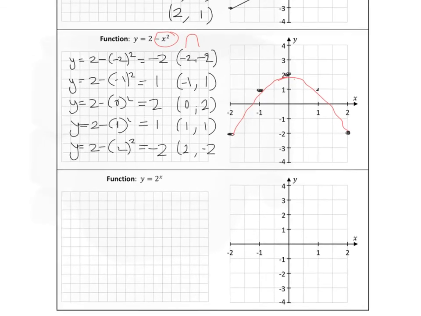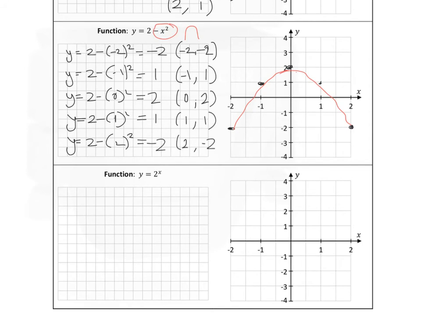Okay, next one then. This is an exponential because the input is a power. So it's 2 to the power of x. So very same thing again. y is equal to 2 to the power of x. We'll then say we're starting with -2. 2 to the power of -2, 2 to the power of -1, 2 to the power of 0, 2 to the power of 1, and 2 to the power of 2.